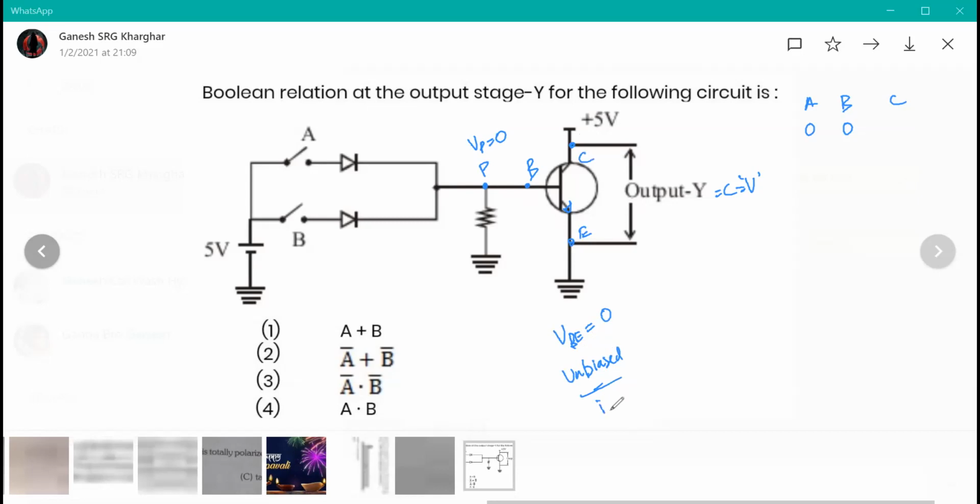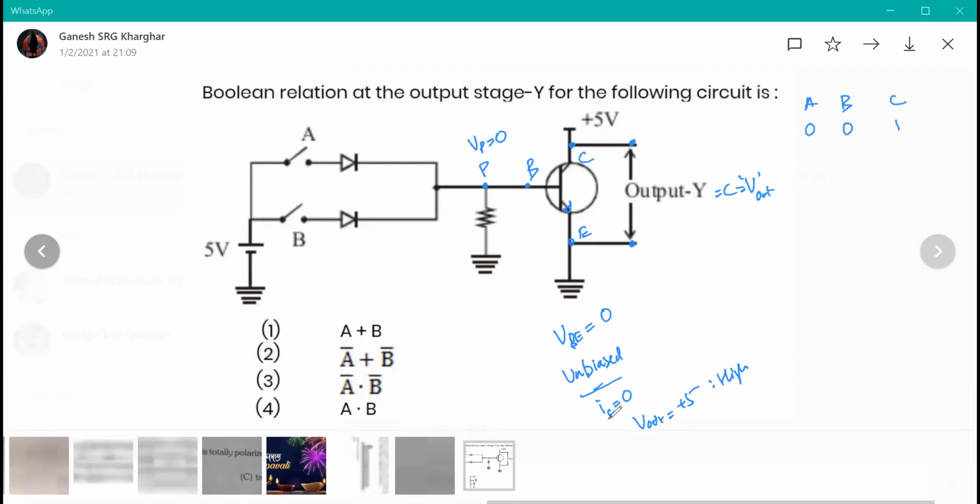Okay. So IC will be 0. So if IC is 0, you can see the potential of this point will be plus 5 volts. And the potential of this point is 0. So our V output is plus 5. So it's high. Okay. So the value of C is 1, or the resultant of A and B is 1.